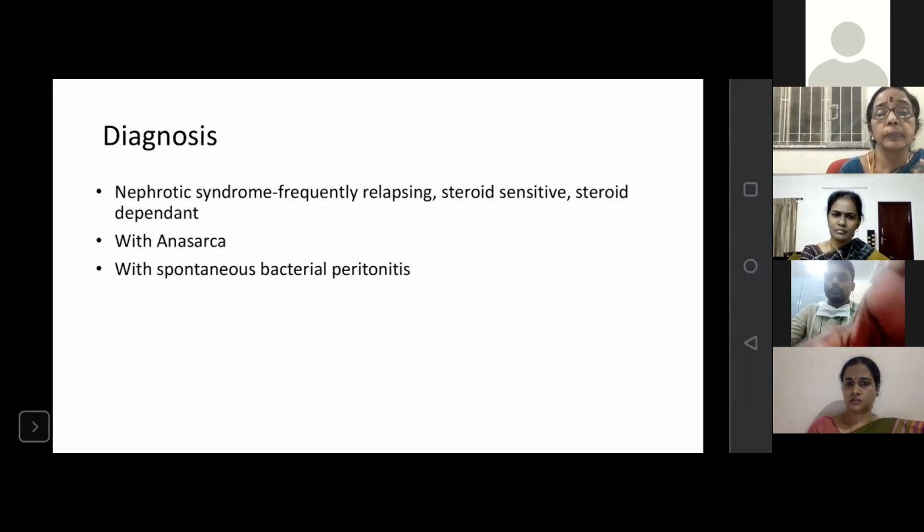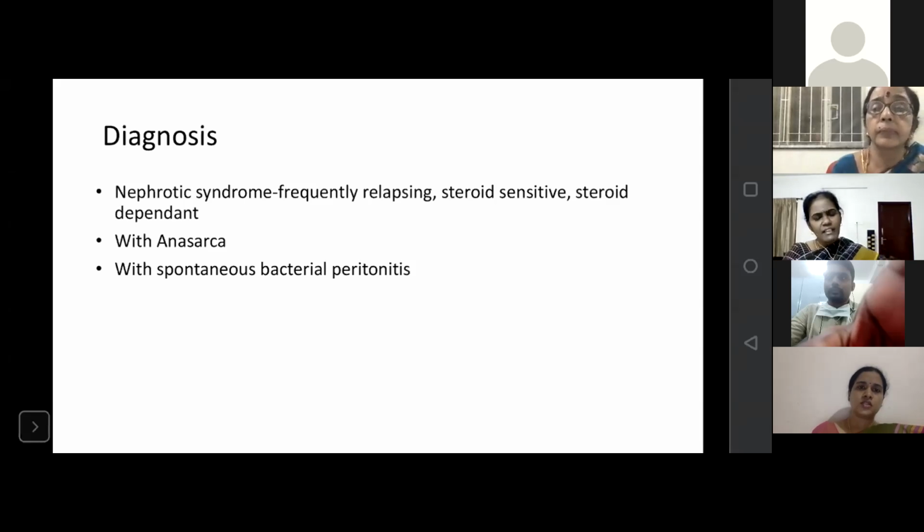And when it is negative or trace for 3 consecutive days, I'll consider it to have remitted, and then I will switch it to an alternate-day dose of 1.5 milligrams per kg per day. And I'll advise it to be taken for 4 weeks, and then I'll be sending the child home.